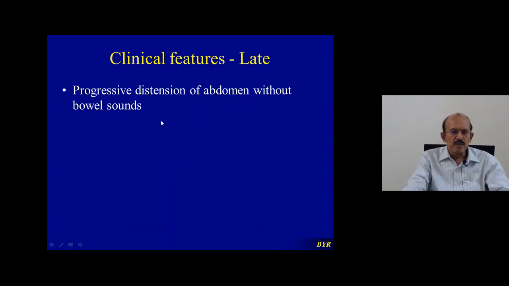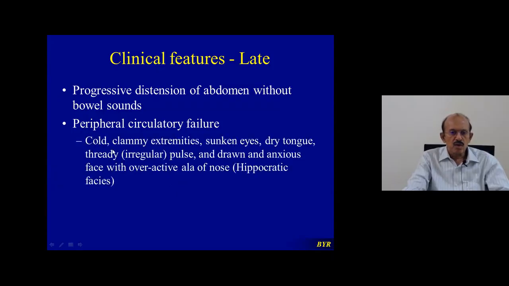Late clinical features being progressive distension of abdomen without bowel sounds, peripheral circulatory failure, cold, clammy extremities, sunken eyes, dry tongue, thready pulse, drawn and anxious face with overactive alae nasi. Cold, clammy extremities are present for any case of shock. If the shock is due to loss of fluid, then these additional features will be there.